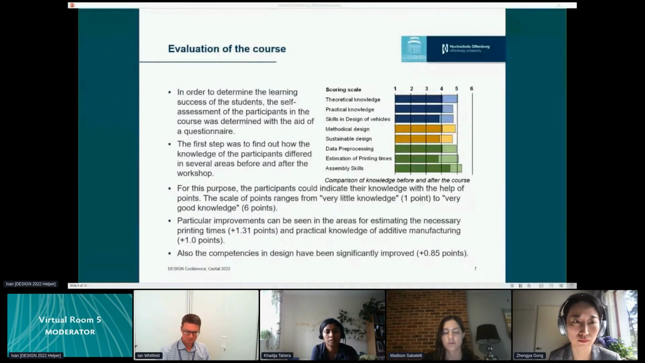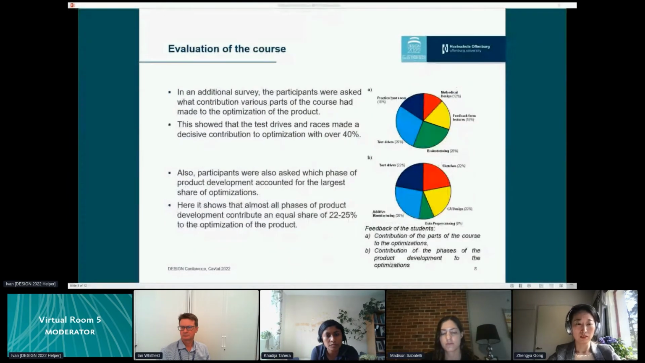Particular improvements can be seen in the areas of estimating the necessary printing times and practical knowledge about additive manufacturing. Also, the competences in design, which means methodical and sustainable design, have been significantly improved. In the additional survey, the students were asked what contribution various parts of the course had made to the optimization of the product. It showed that the test drive and races made an important contribution to the optimization.